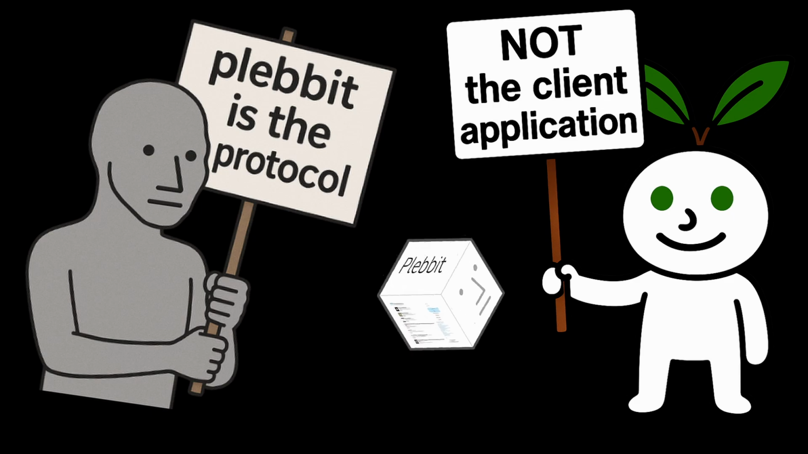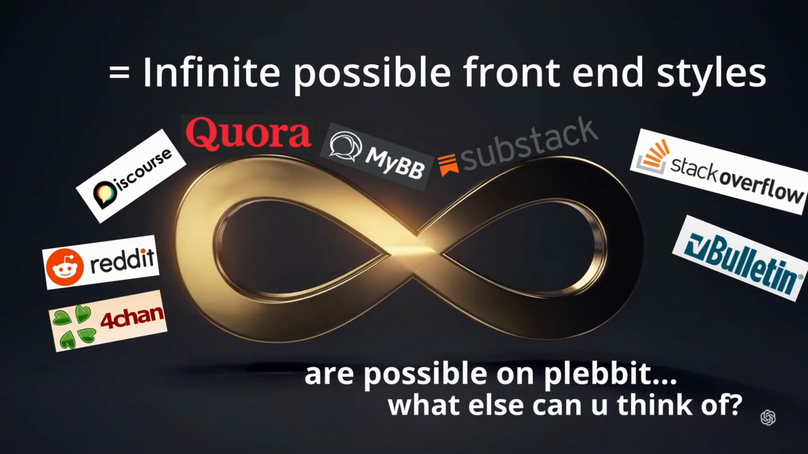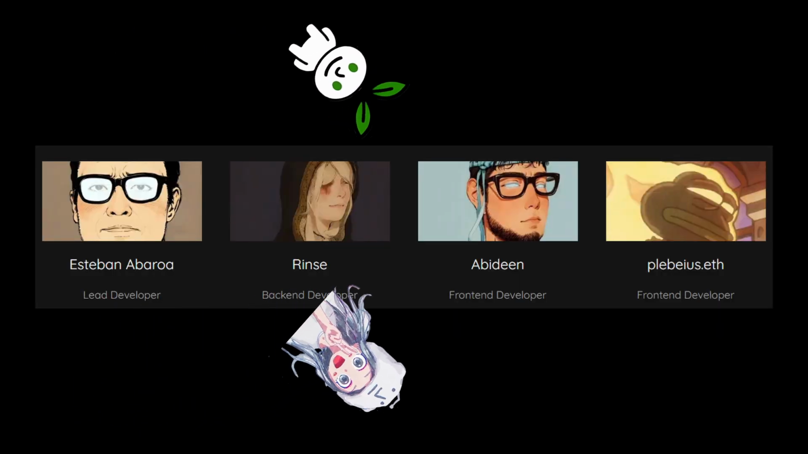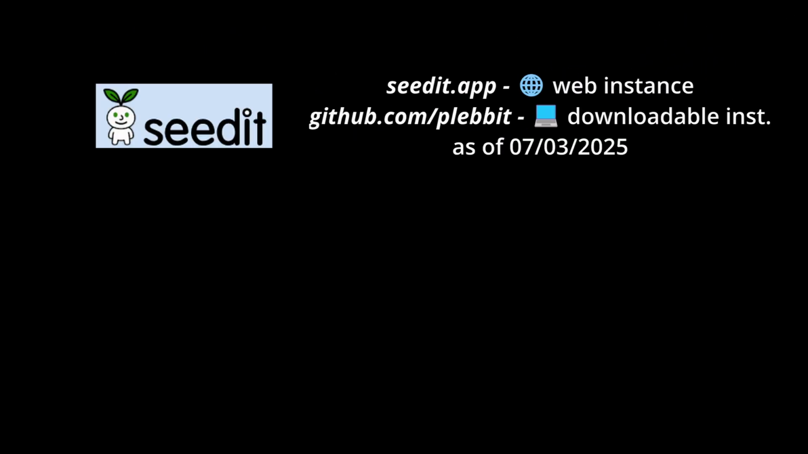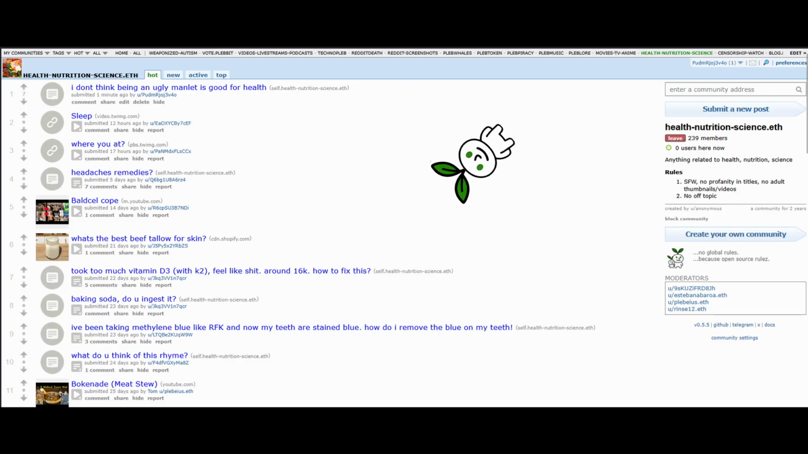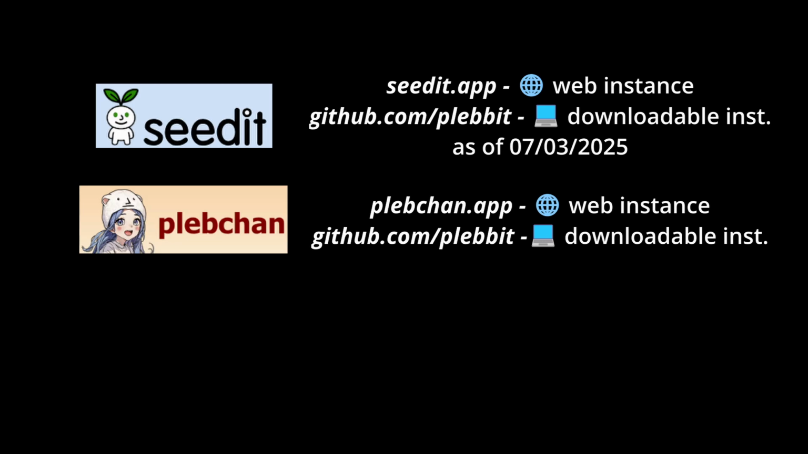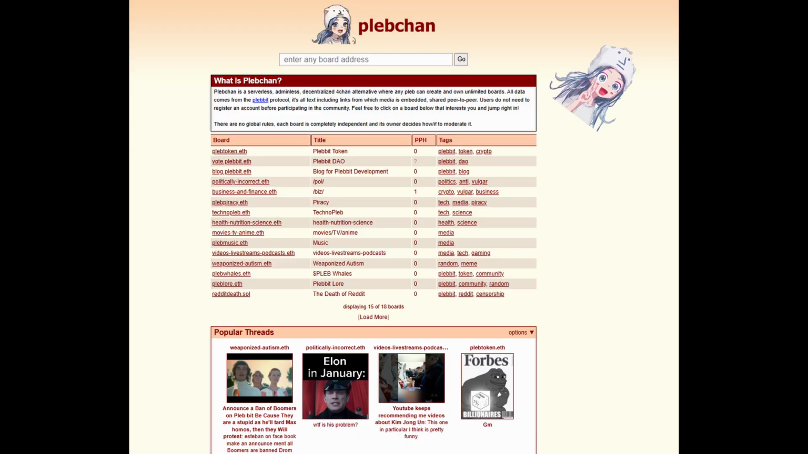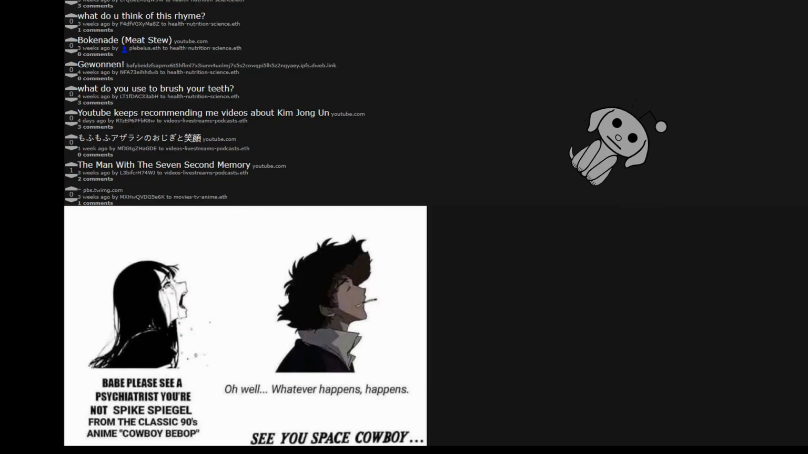Firstly, Plebbit is the protocol and not the client application. This means that anyone can use the protocol of Plebbit to build their own client. Right now, the Plebbit devs have built a few different clients already. There's Seedit, a client styled like old Reddit. You can use it today at seedit.app. There's plebchan, a 4chan-inspired client with an image board style UX. And plebones, a barebones client for autists with UX sensitivities.